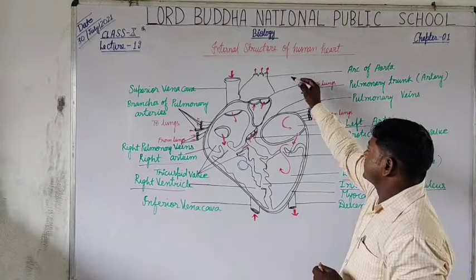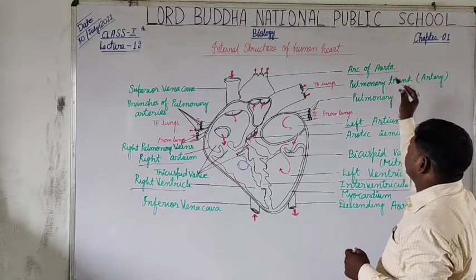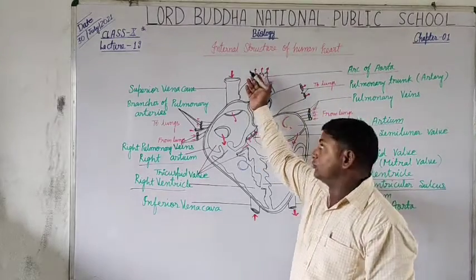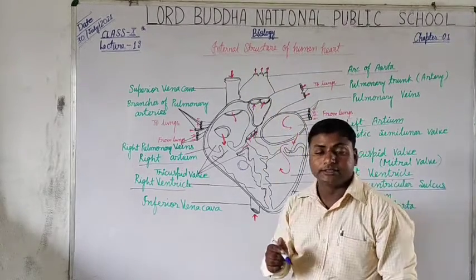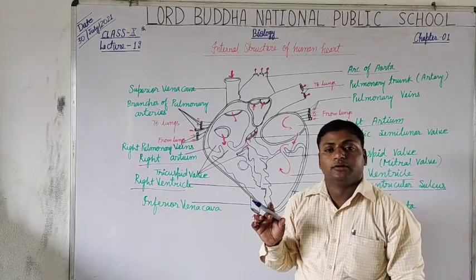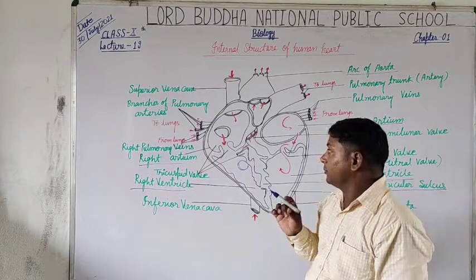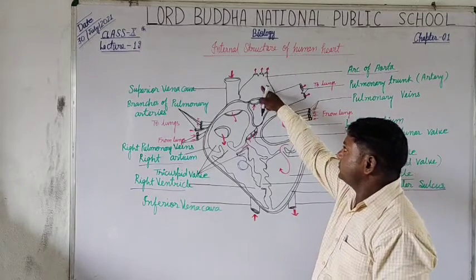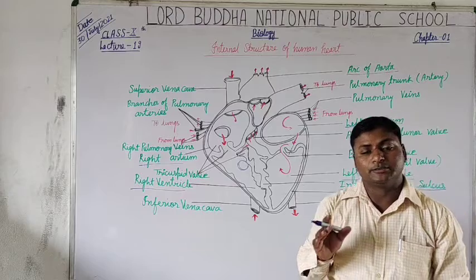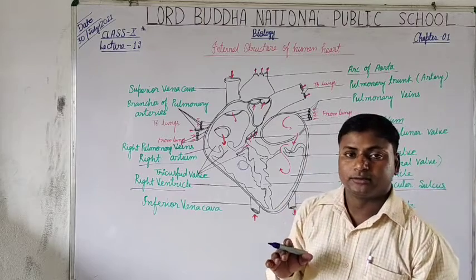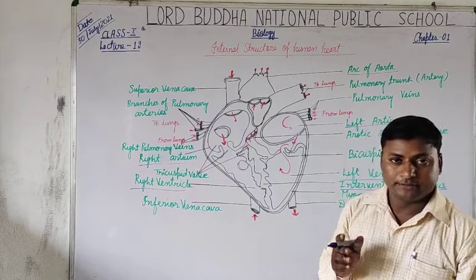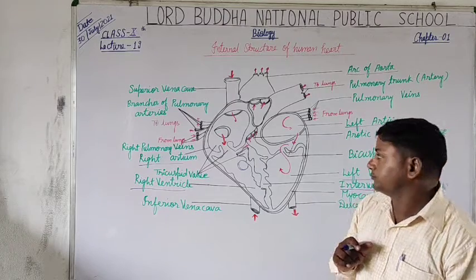Now students, this is the arch of the aorta, and as you clearly visualize here, these are three open valve-like structures. These allow the flow or distribution of the oxygenated blood to the part of the body above the diaphragm as well as to the lungs also.